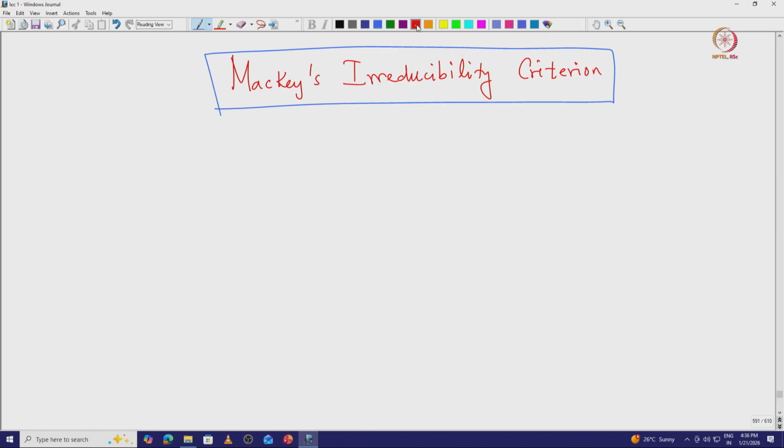Welcome back everyone. In this lecture I am going to complete the proof of Mackey's irreducibility criterion. So, for that let us recall Mackey's theorem that we proved in the last class. We wanted to compute the restriction applied on the induction and how it behaves in terms of the subgroups. Let me just recall the statement.